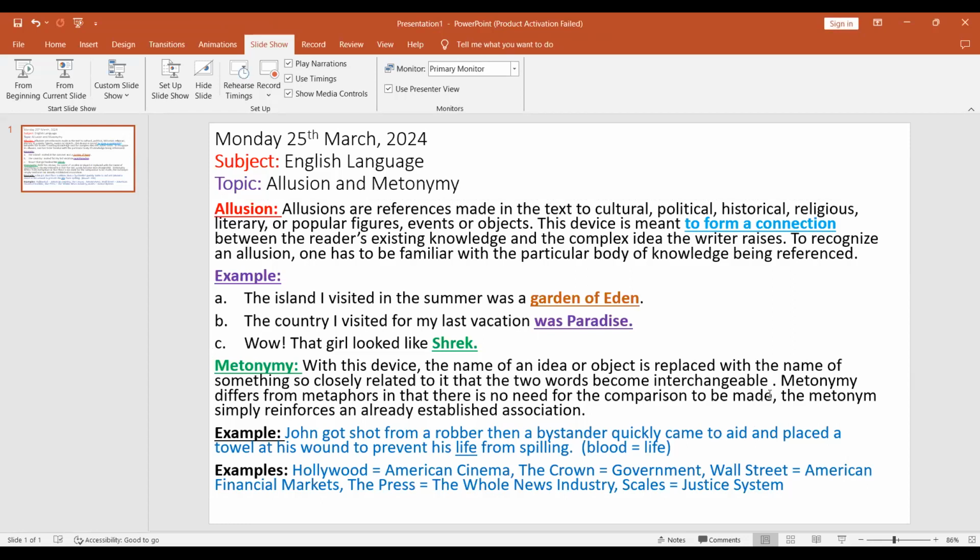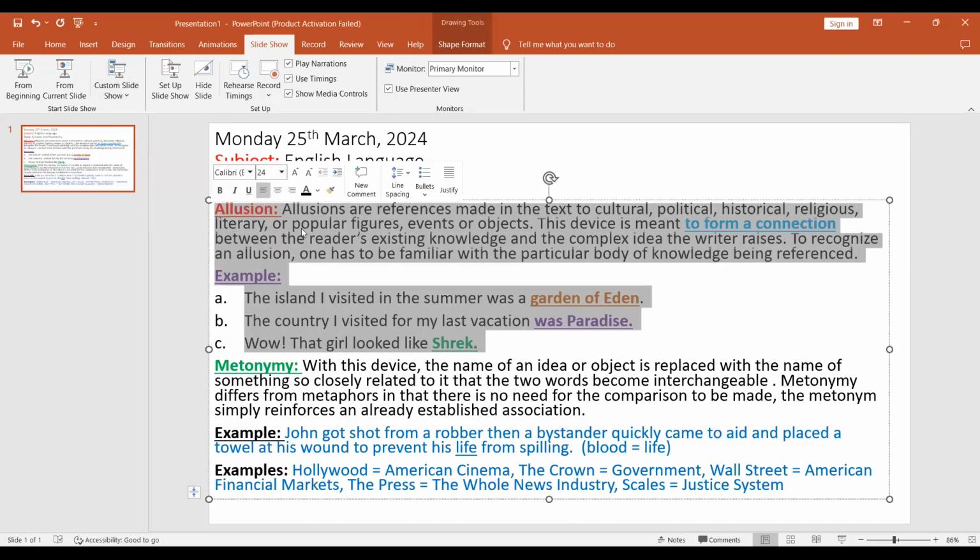Let me know if y'all finish writing this down so we can go into the graded exercise. If you have finished writing this down, take a picture of it and send it to me via WhatsApp before we go into the graded exercise.